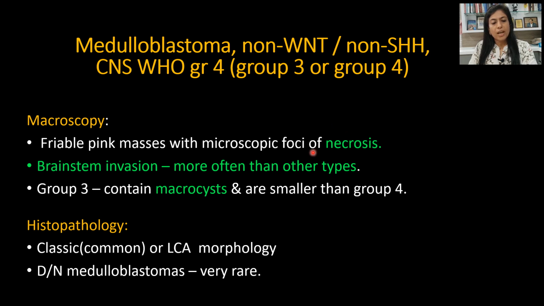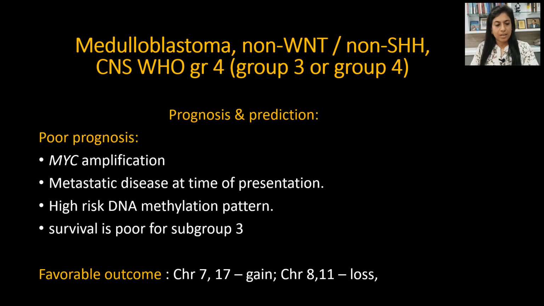The group 3 and 4 medulloblastomas show foci of necrosis. Brainstem invasion is more common than in other types of medulloblastomas. Group 3 contains macrocysts and is smaller than group 4. The morphology is classic and could be large cell anaplastic. So these are the factors associated with poor prognosis: MYCN amplification, metastatic disease, and high-risk DNA methylation profile.